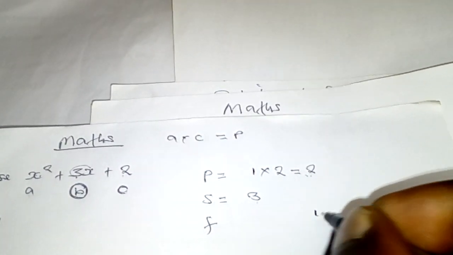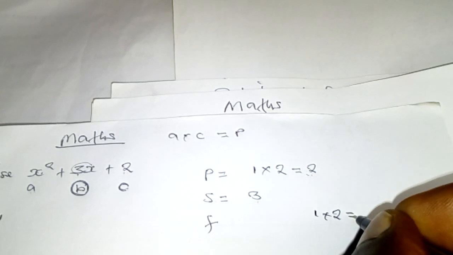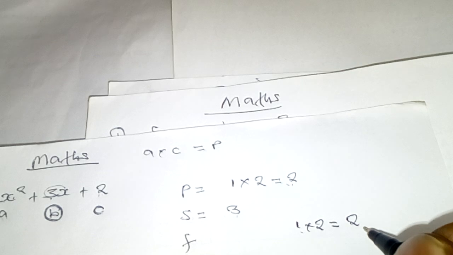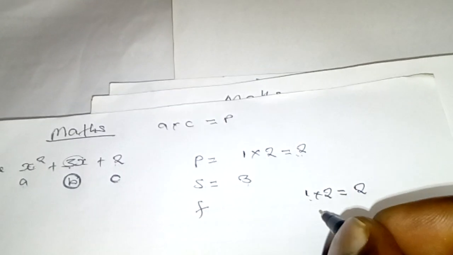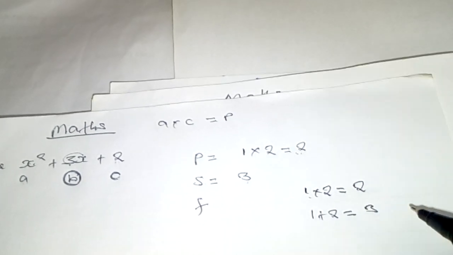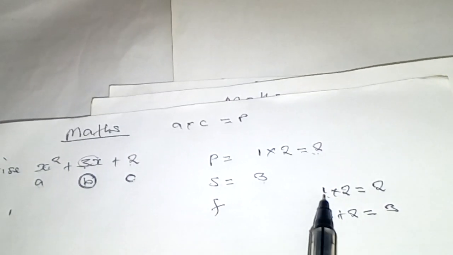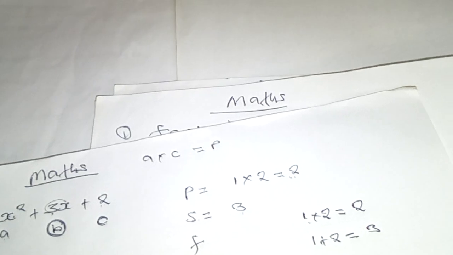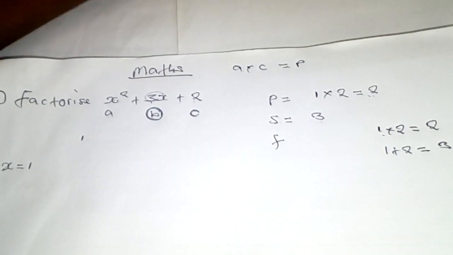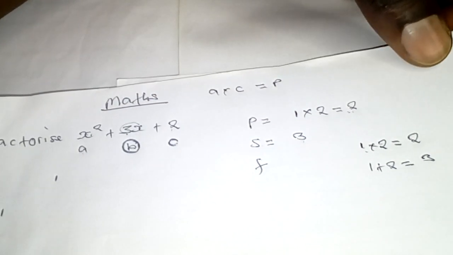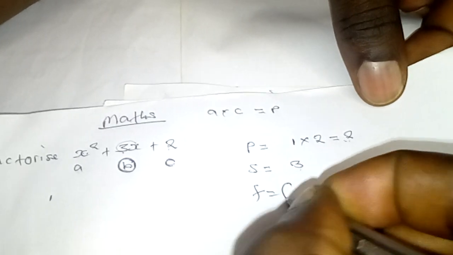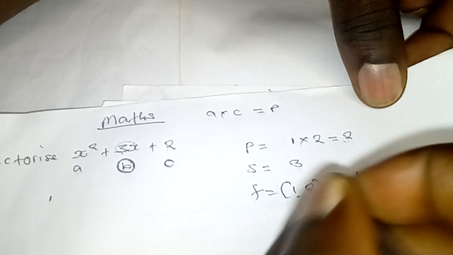If you multiply 1 times 2, what are we getting here? Definitely, you're going to get a 2. Now if we add 1 plus 2, what are we getting here? We are going to get a 3. So we are saying simply 1 and 2. These are the factors that we can use to multiply and get a 2, and we add them, we are going to get a 3. So these are the two factors. I'm going to write 1 and 2 as our factors.